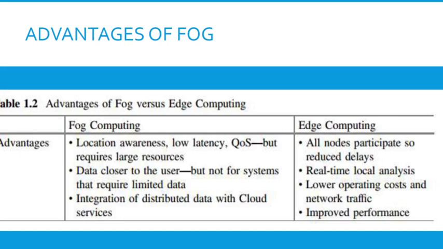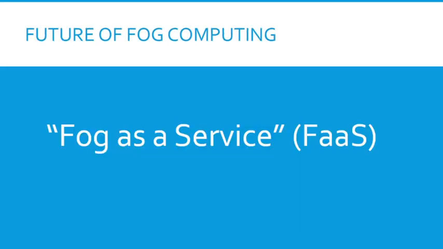Now, there are some advantages of fog versus edge computing. Fog has advantages like local awareness, low latency, quality of service, but requires larger resources, data closer to the user, and integration of distributed data with cloud services. Whereas the advantages of edge computing are that all nodes participate in reduced delay, real-time local analysis, lower operating cost and network traffic, and improved performance, right? So these are the advantages of fog and edge computing.